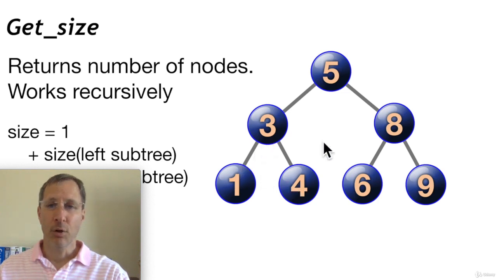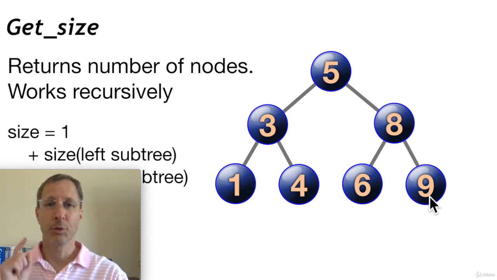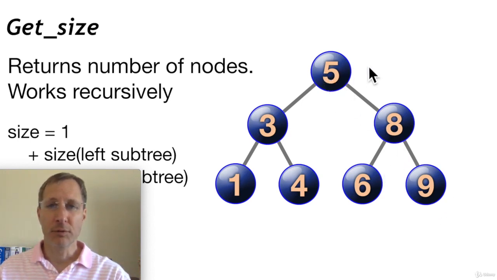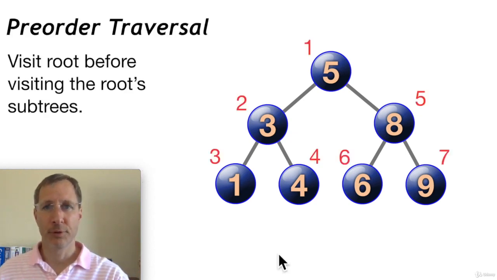So we call the get size function recursively as we descend down the tree, and eventually we get down to leaf nodes and return a 1. Oh yeah, this is a leaf node, size equals 1. And so all those 1s get added back up as we retreat back from the call stack. Now let's talk about traversals.